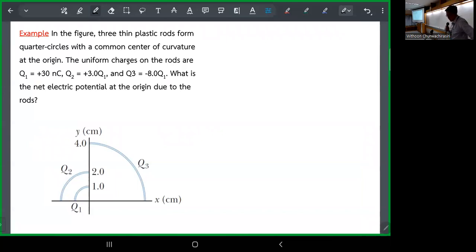In the figure, you have three thin plastic rods forming quarter circles with a common center of curvature at the origin. The uniform charges on the rods are Q1, Q2, and Q3, with the numbers and types of charges given there. What is the net electric potential at the origin due to the rods?